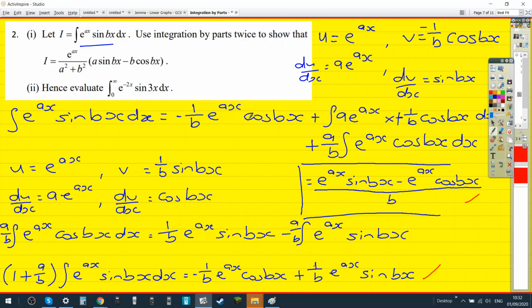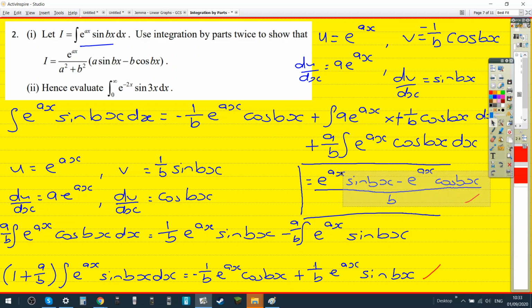Let's see. Over a squared plus b squared? Oh, so they want this thing here to write it this way. Yeah. E to the ax. Maybe you do factorize it then. You have to try, but I don't know.